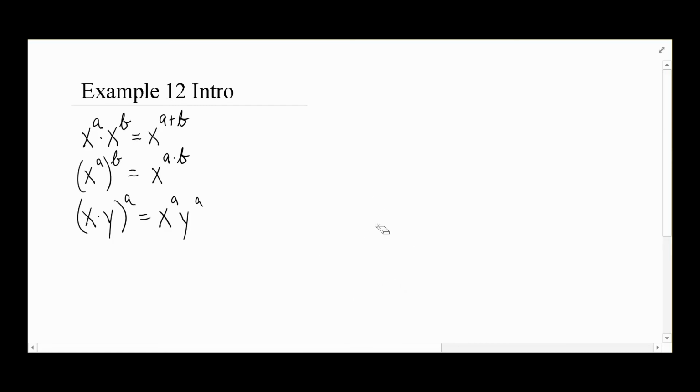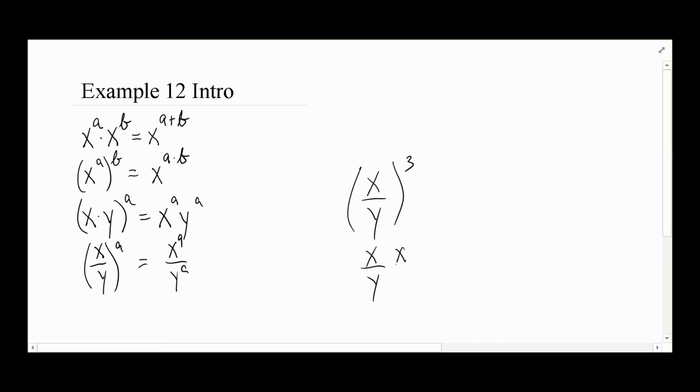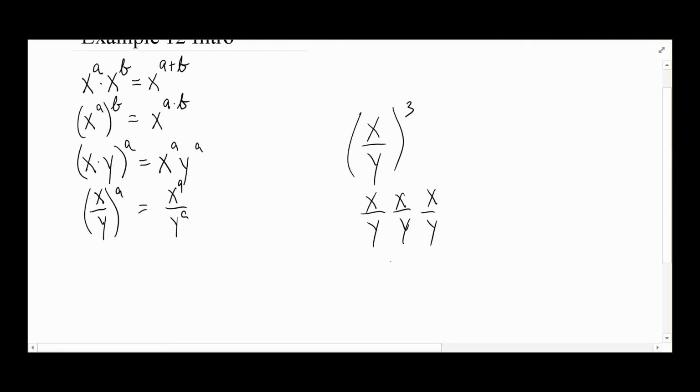The next rule is the power over a quotient rule. And so this rule says if I have x over y to the a, that's x to the a over y to the a. And that's another hopefully pretty obvious one. If we had x over y cubed, that's x over y, x over y, x over y. The way that we multiply fractions is to multiply the tops, then multiply the bottoms, and you can see that you get x cubed over y cubed.